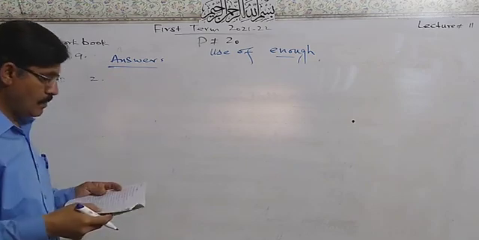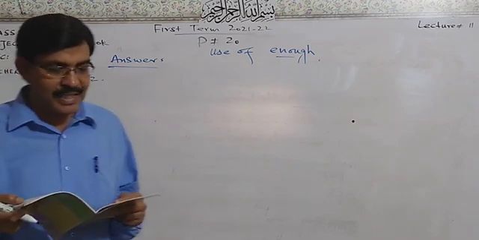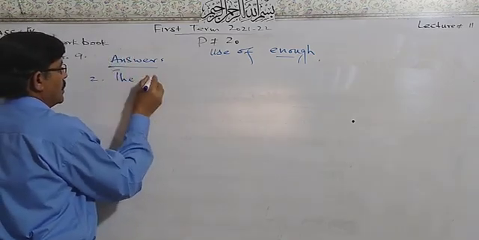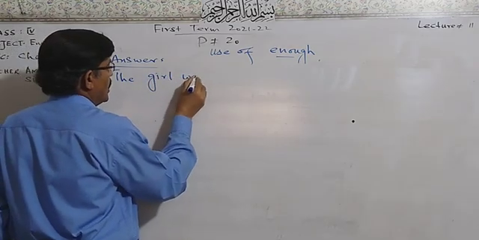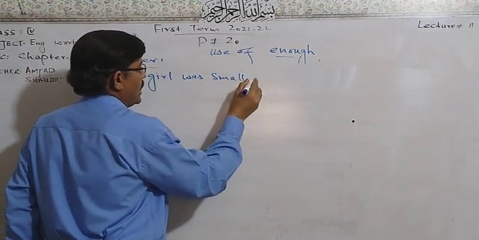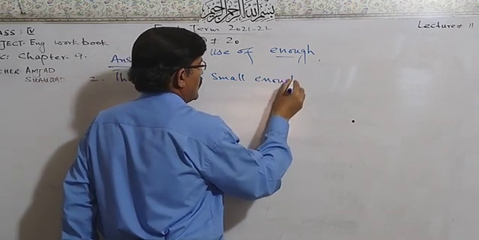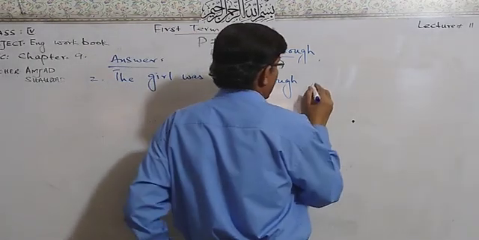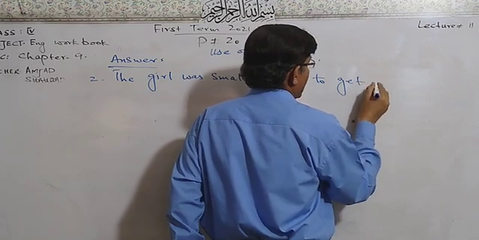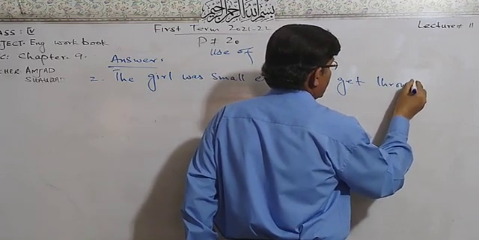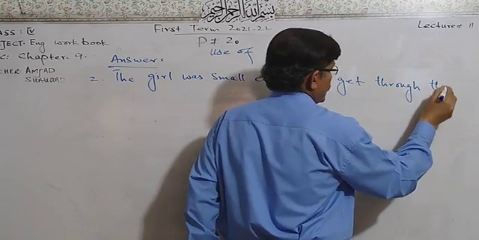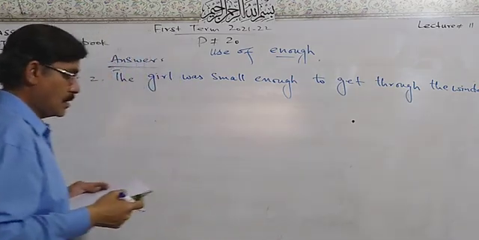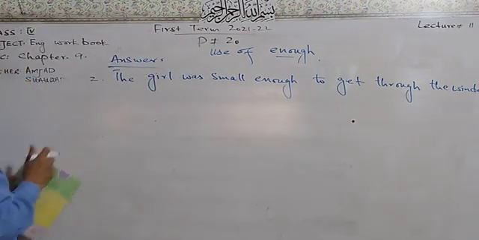Number two. The girl was small, she could get through the window. The girl was small enough to get through the window.